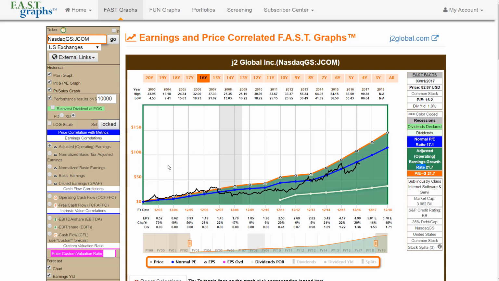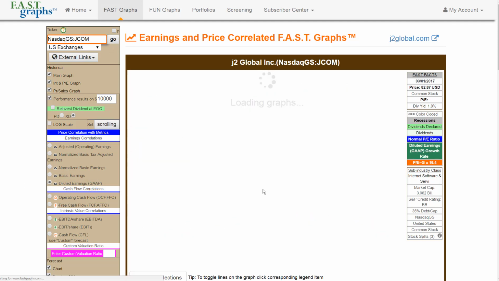Now, there are a lot of people that like to look at GAAP earnings in lieu of operating earnings. So I'm going to now go into diluted earnings here and draw a picture of this company's historical record of diluted earnings.